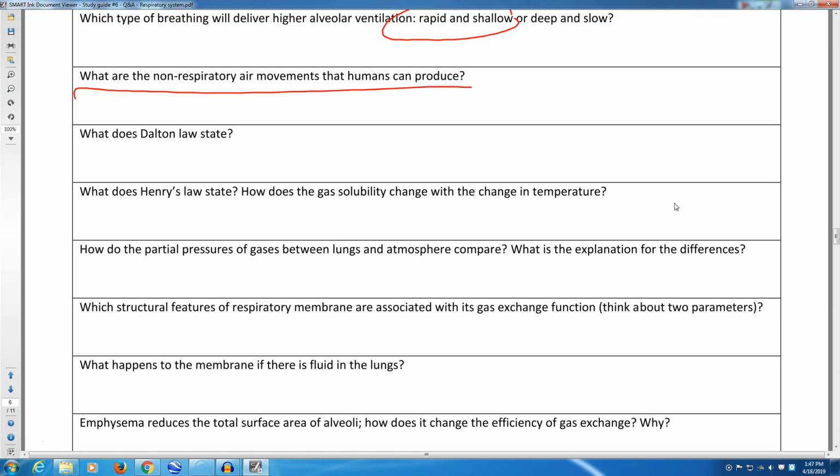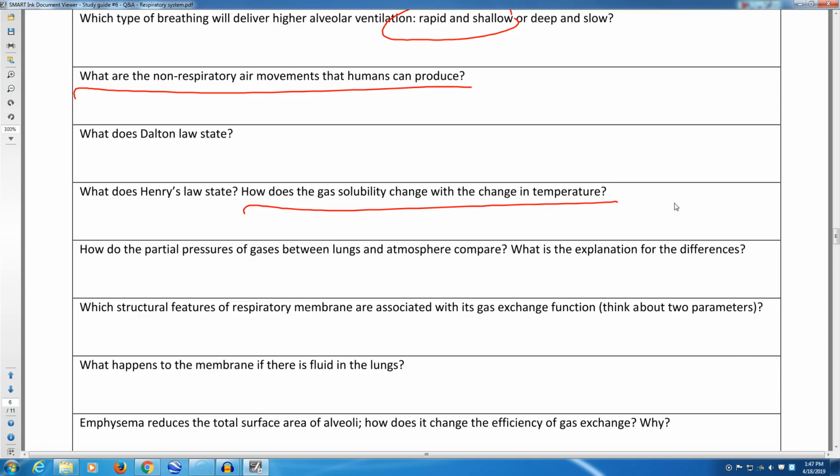So that's Dalton's law. Henry's law is that the concentration of a gas in the fluid is proportional to its partial pressure over the fluid. The higher the partial pressure of gas in the air, the higher its concentration in the fluid. The higher the temperature, the lower the solubility.